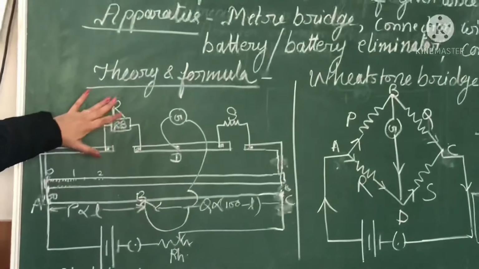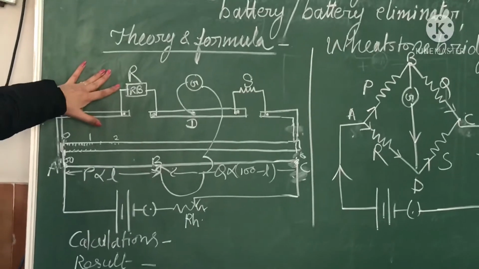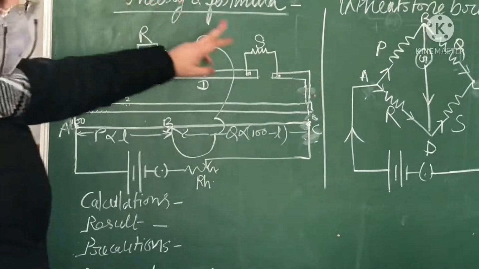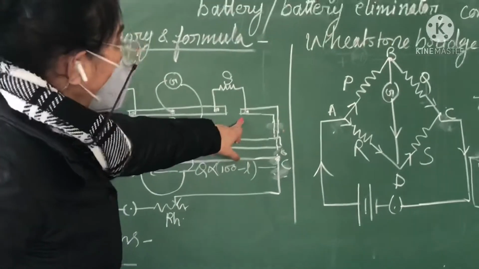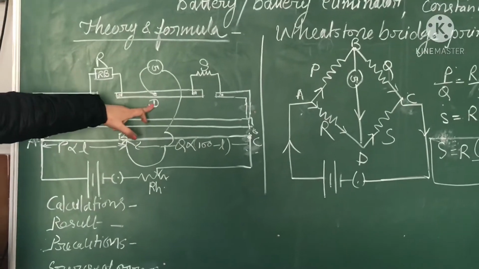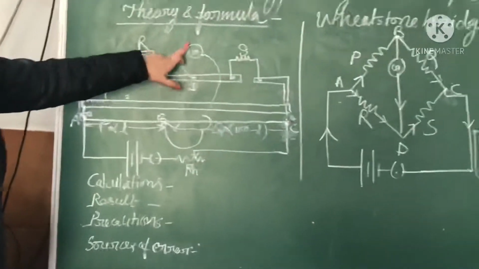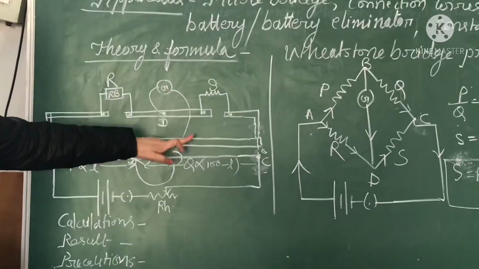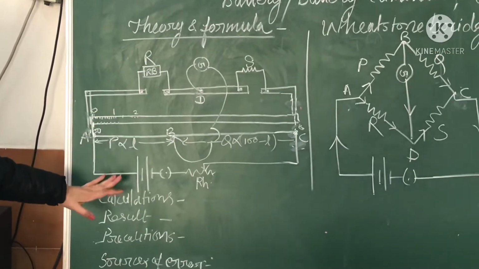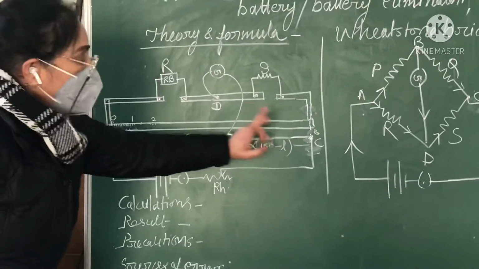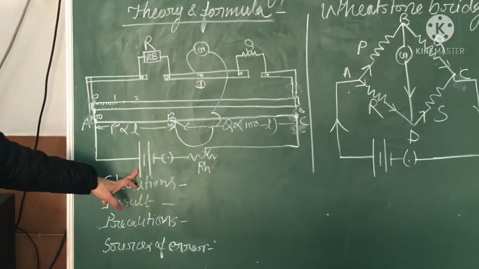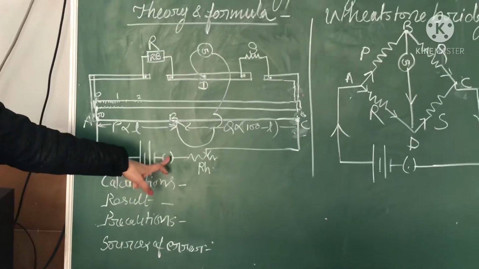And in between there are 2 gaps. In one of the gaps, the resistance box is connected. In another gap, the unknown resistance S is connected. There is the coil of constant wire and this midpoint terminal is connected with the galvanometer. Another end of the galvanometer is connected with the jockey. In between A and C, one battery is connected. A is connected with the positive terminal of the battery, and the negative is connected with the key.